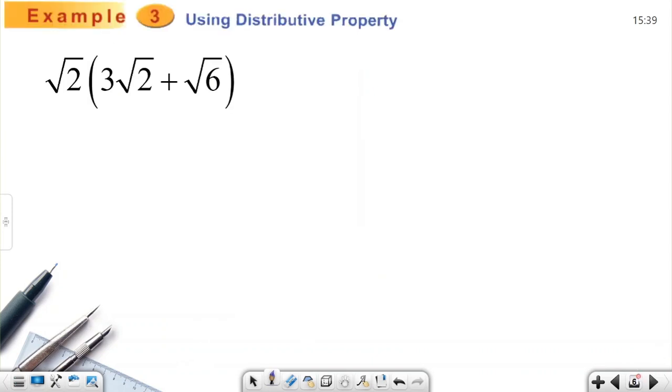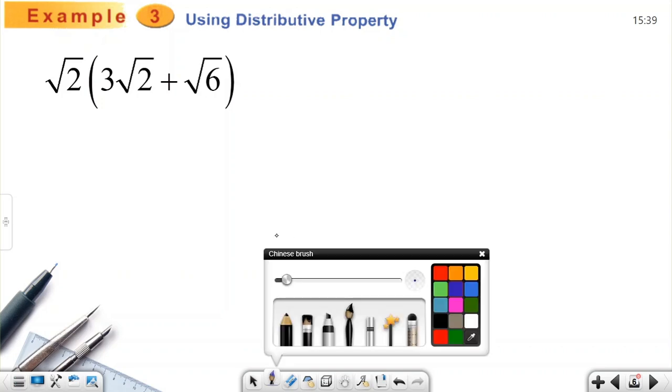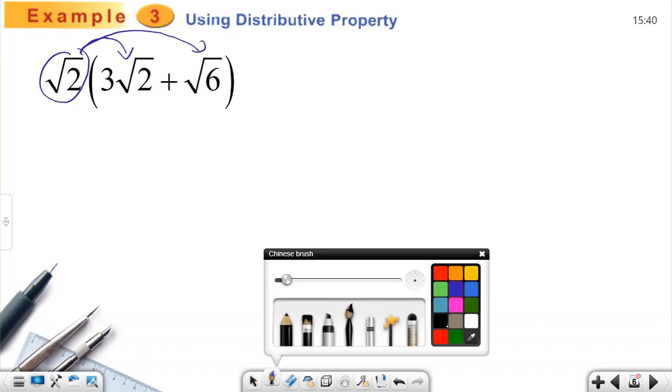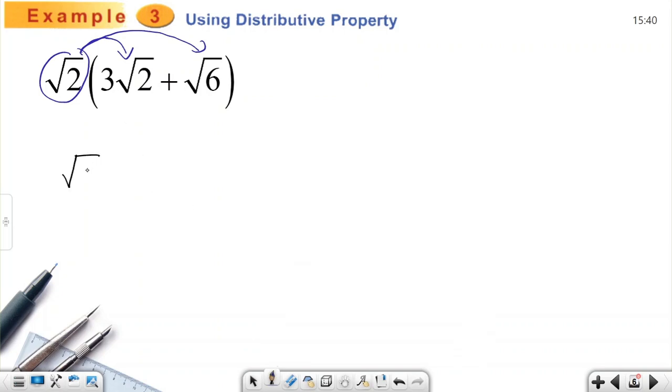Okay, to simplify, let's use the distributive property. If you remember, there is a multiplication between parentheses and this square root of a number. I need to multiply inside the parentheses with all terms. So first I need to multiply square root of 2 by 3 times square root of 2. Let's write it. So first, square root of 2 multiplied by 3 square root of 2, plus I need to multiply by square root of 6, 2 times square root of 6.